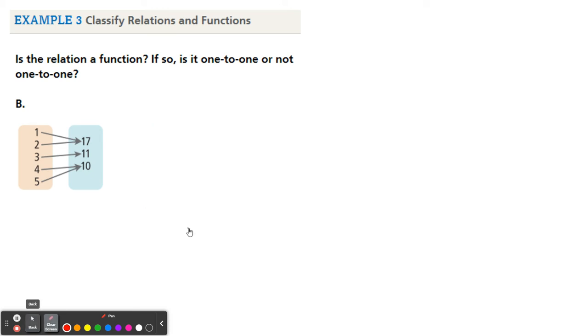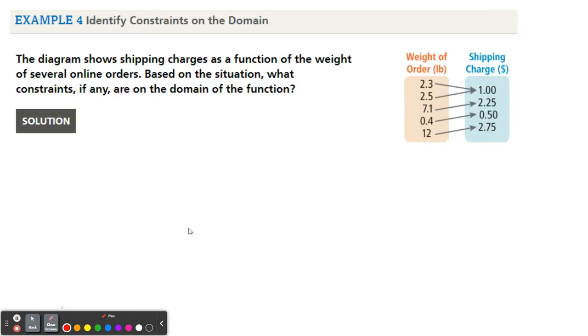All right, last but not least here, let's talk about a real-life example. So this is example 4, identify constraints on the domain. The diagram shows shipping charges as a function of the weight of several online orders. Based on the situation, what constraints, if any, are on the domain of this function? So over here in this input-output table, your weight is your input, and the shipping cost is your output, right? So the shipping cost depends on the weight of the object. Now, if you're going to ship something, it has to have some weight, but the weight cannot be negative.